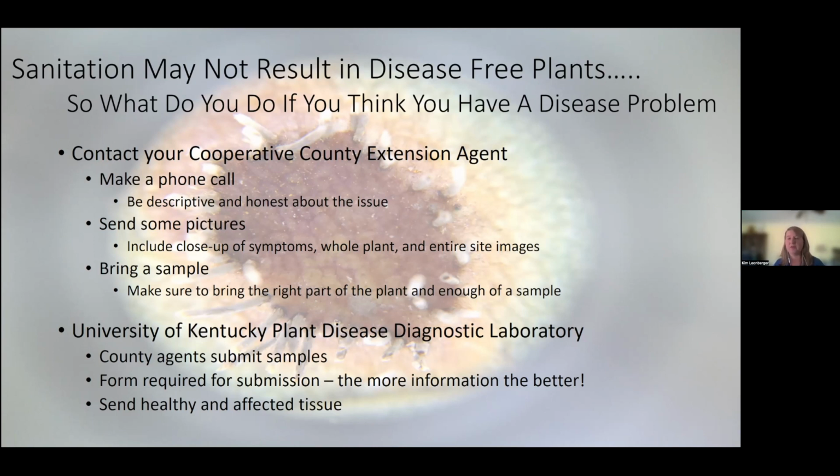They are excellent resources. But they work in a lot of different ways. So make sure you connect with your county agent when you have a question and find out how they like to work through these situations. Make a phone call, give them a call, be descriptive and honest about what's happened, explain what's going on as detailed as you can. If you can, send pictures, send an email with some pictures, get some close-up of what's happening, show them the whole plant, show them what's happening around that plant. That allows them to have a lot more information to help. Or bring a sample. Make sure you bring the right part of the plant.